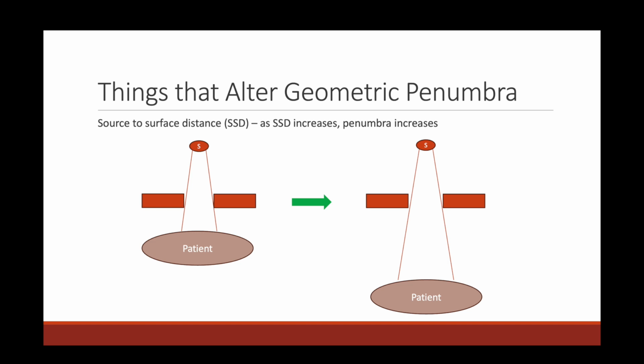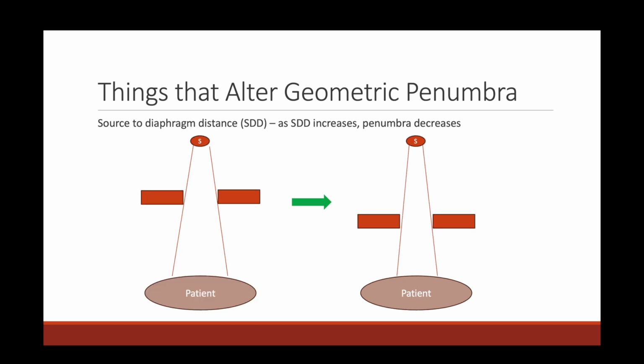We also said that as the source to surface distance, or SSD, increases, the penumbra increases, and that makes sense. So if you are in a dark room and you shine a flashlight against the wall from 5 feet away, and then you take 10 steps back and now you're 15 feet away, the penumbra is going to be much larger. So you're going to see a larger fuzzy area on the wall when you're standing further away from the wall. Similarly, when we move the source further away from the patient, it's going to be a wider penumbra of radiation.